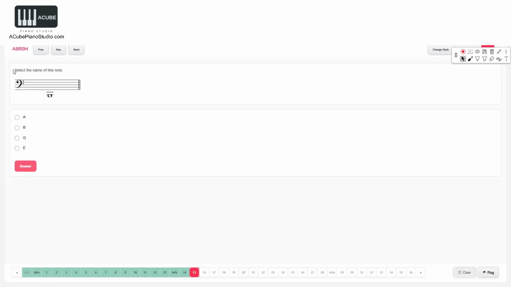Now let's take a look. Select the name of this note. For this note here, we will use middle C as a reference. This is bass clef, and we know that there is no key signature, so we don't need to worry about sharps and flats. Also there are no accidentals here. So this is the C, right? I always ask my students to remember the C.